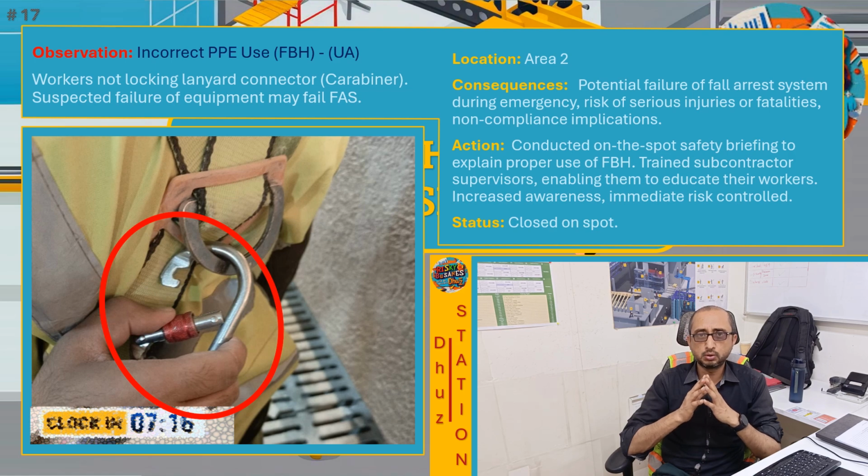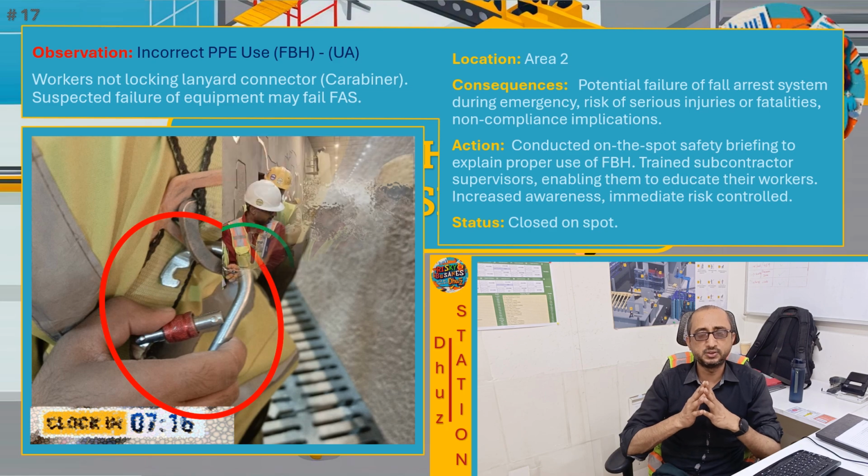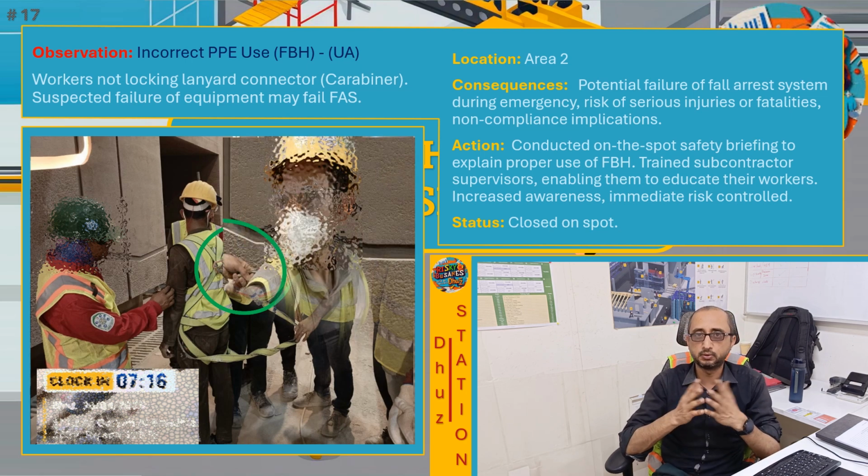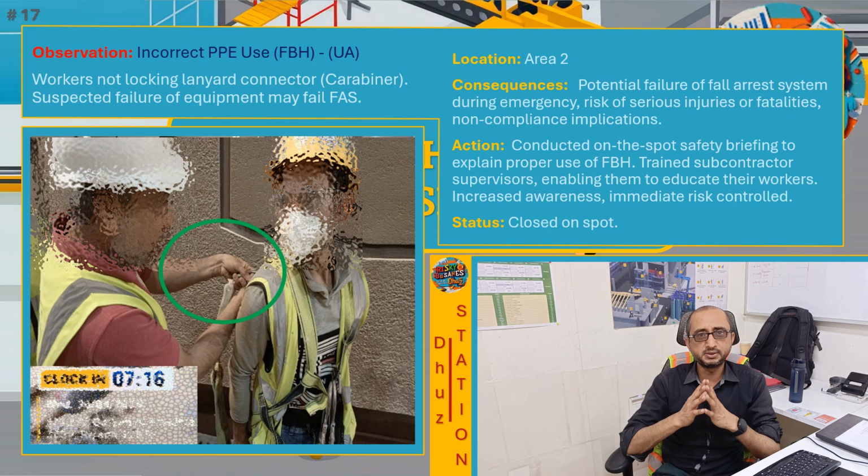Location is area 2. Consequences: fall arrest system failure may lead to serious injuries, even fatalities, and we have to face the consequences of non-compliance. Action taken: the safety team immediately called a safety stand down for all the teams. They briefed them on the correct use of the full body harness. Also, they trained their supervisors to enable them to train their own workers whenever required. So, awareness increased, immediate risk was controlled. So, status of this observation is closed.